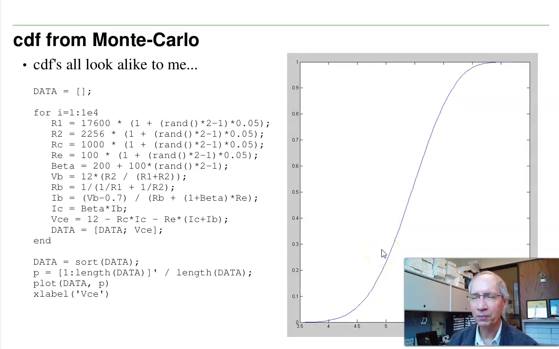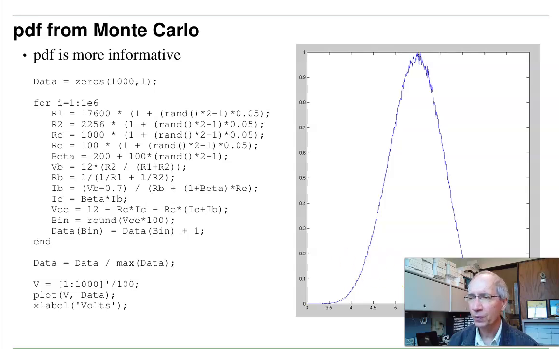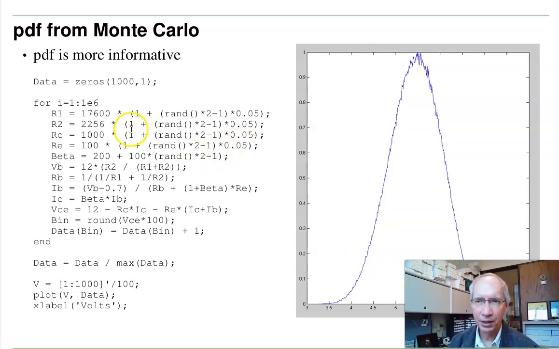Again, to me, all CDFs look alike. The PDF, at least for me, is more useful. To get the PDF, I could use Monte Carlo. I could, again, same thing, pick 1,000 bins. Each bin is 10 millivolts. VCE times 100. So the first bin is 10 millivolts, second bin is 20 millivolts, and so on. Once I find the voltage, count on each bin, repeat 1,000,000 times, and then plot the bin versus frequency.